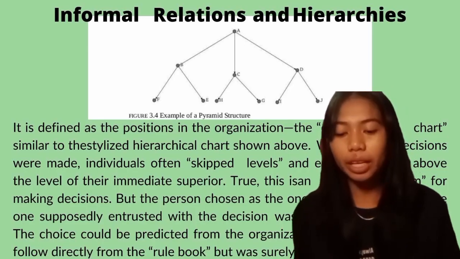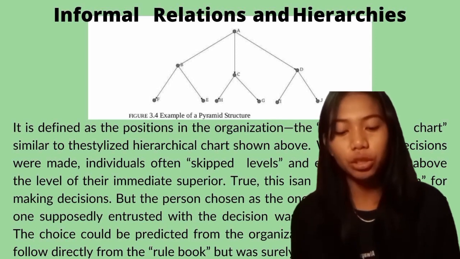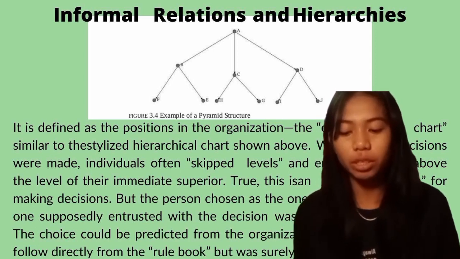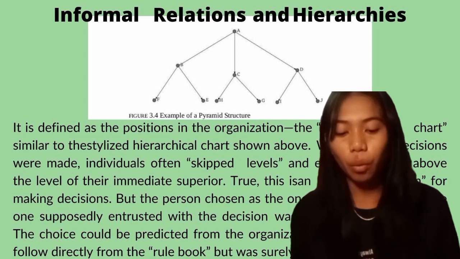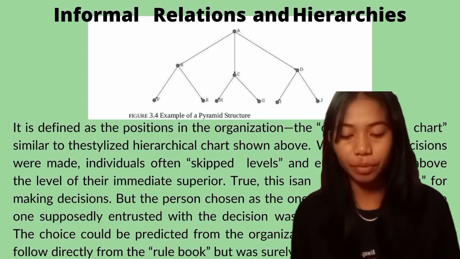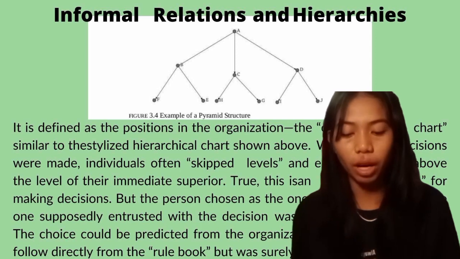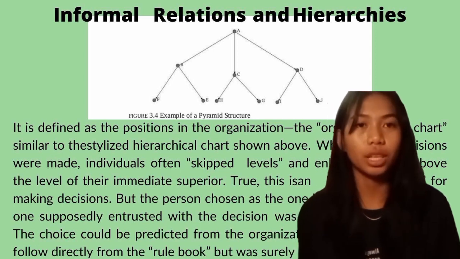The informal relations and hierarchies. Informal relation encompass the unofficial social connection within a group, while hierarchies represent the formal structure of authority and responsibility. Both aspects contribute to the dynamics of an organization or social setting.